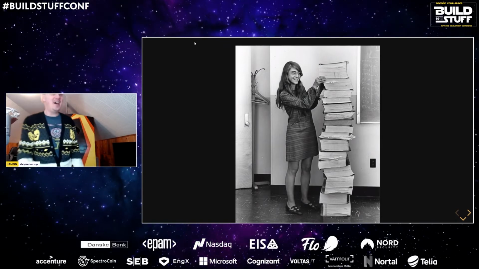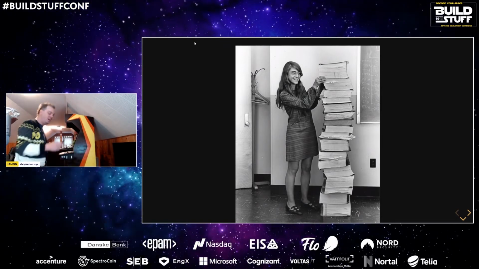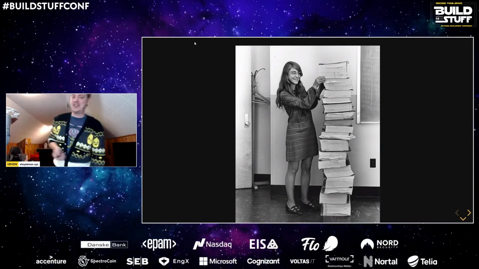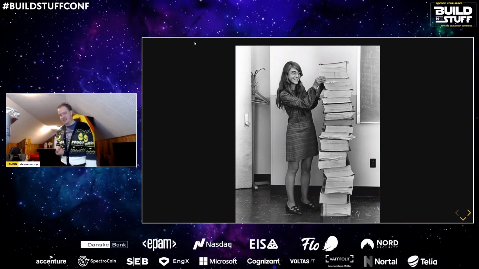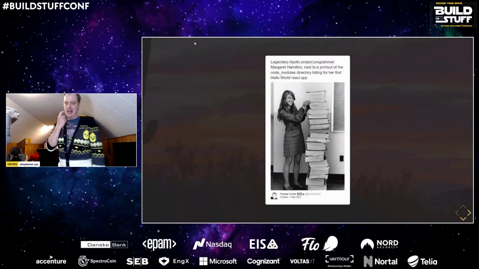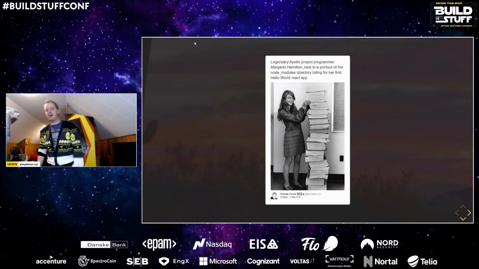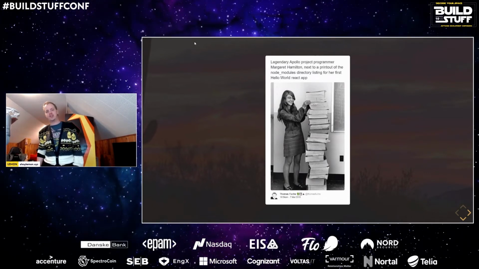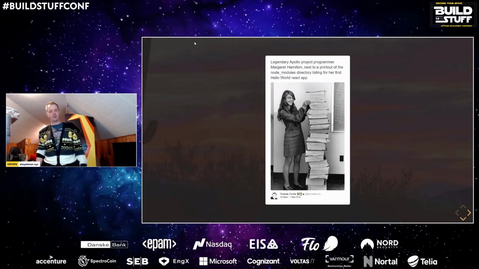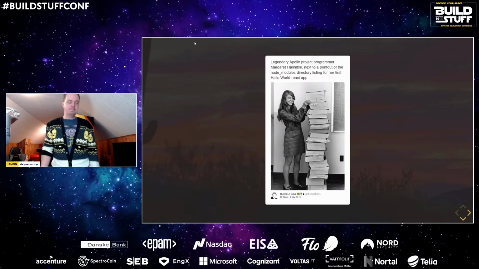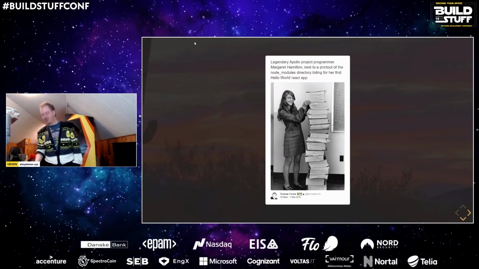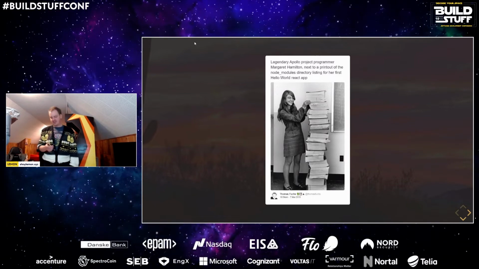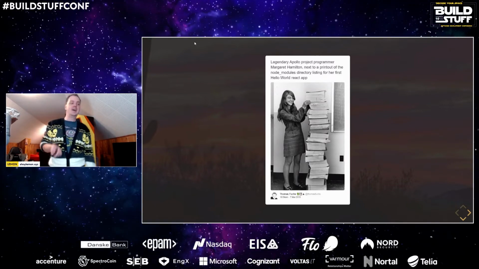But this is a picture of somebody. This is an Apollo astronaut, or sorry, Apollo project scientist named Margaret Hamilton. It says: legendary Apollo project programmer Margaret Hamilton next to a printout of the node modules directory listing for her first Hello World React app. Funny, right? Somebody printed out all of their node modules and they looked like this, right? That's funny.